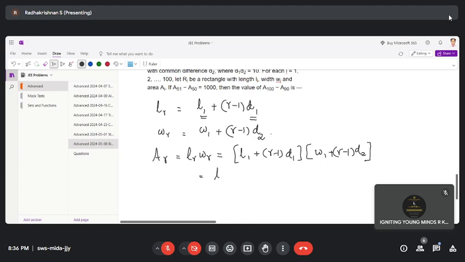This comes to L1 into W1, L1 into D2 into R minus 1. அதே மாதிரி W1 into D1 into R minus 1. This cannot be simplified any further, so we can just leave it like this. So AR. From now you substitute what is A51, A50, find out the difference is 1000. From that you will get some result that you use to determine this A100 minus A90.